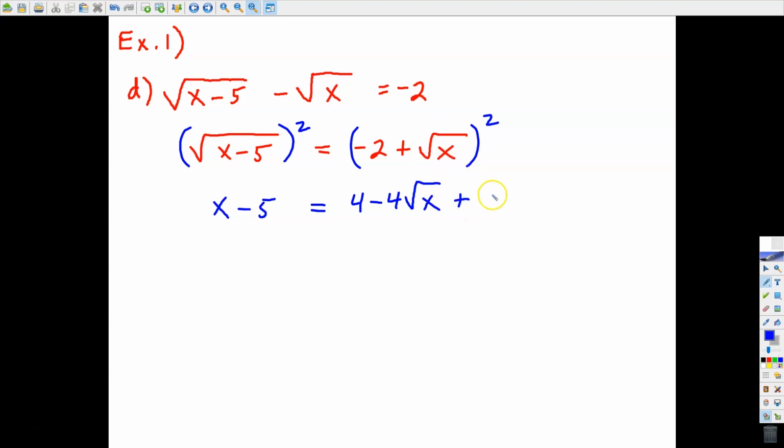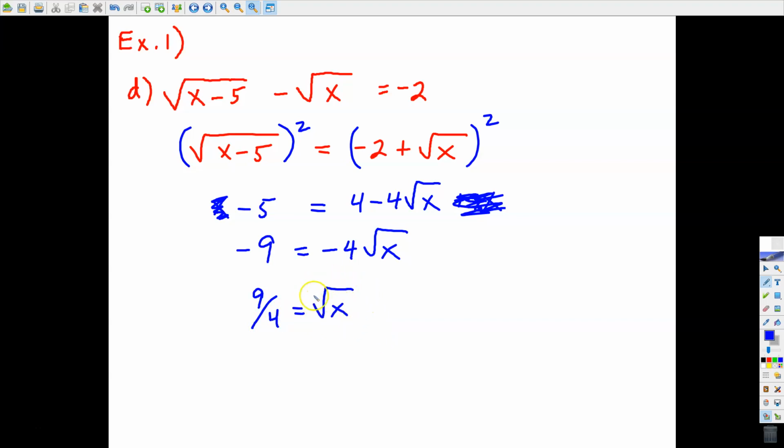And then finally, I'm going to square this last term, and if I square the square root of x, I get just x. All right, so now I'm going to go through and try to solve for x. If I subtract x from both sides, it cancels these. Let's try to isolate the radical. So I'm going to subtract 4. Now I'm going to undo multiplication with division. So divide by -4 on both sides.